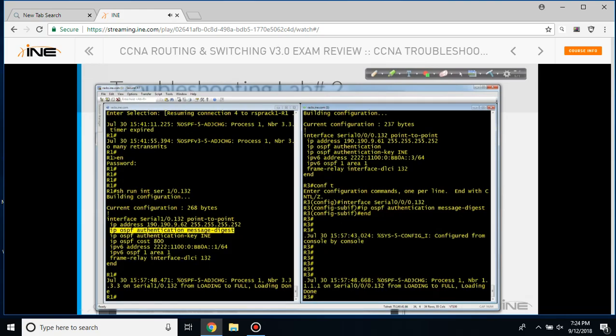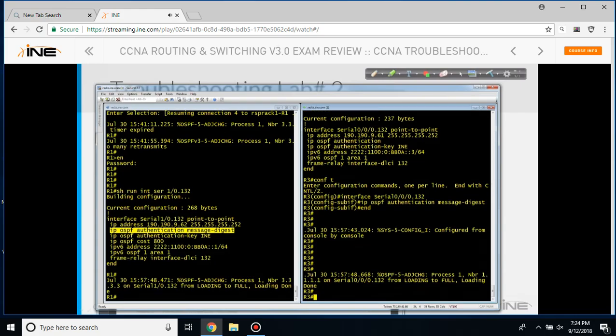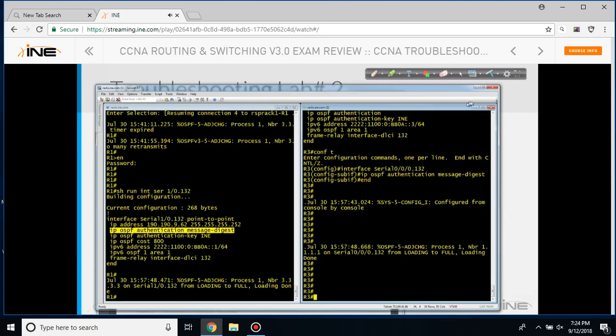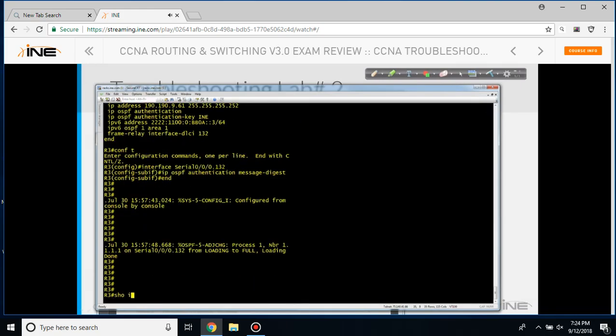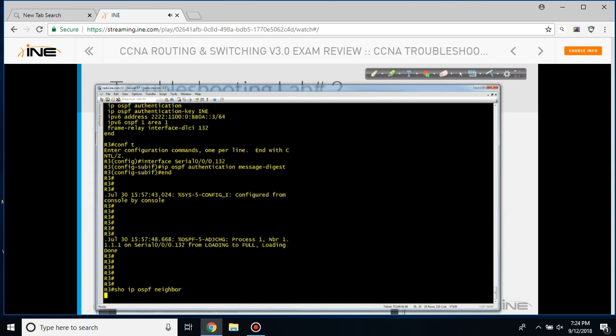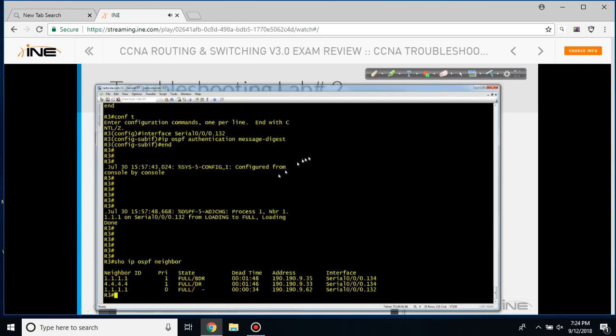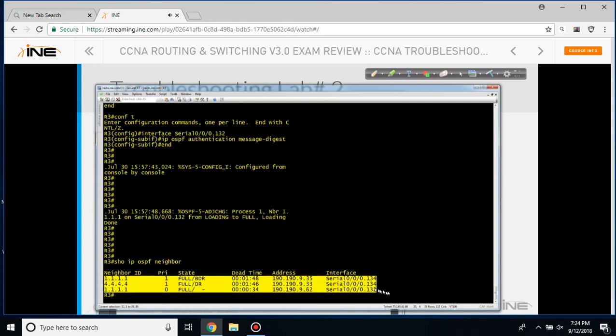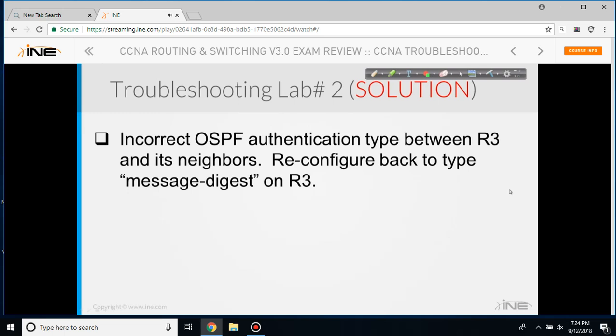And there we go. Now the OSPF relationship comes up between router 1 and router 3. And he has all 3 neighbors that he's supposed to have. So in summary, incorrect OSPF authentication type between R3 and its neighbors. We need to reconfigure it back to the type of message digest on router 3.